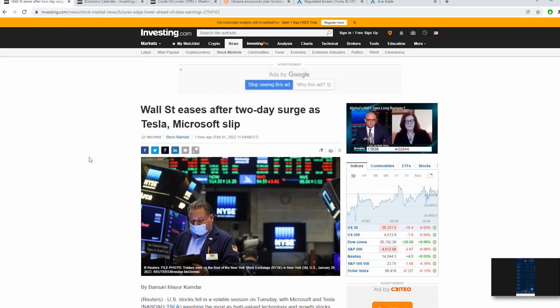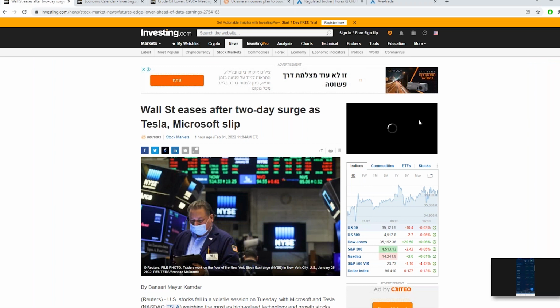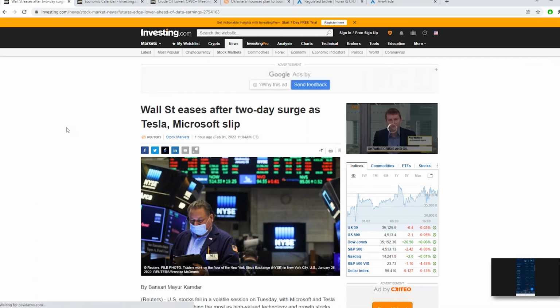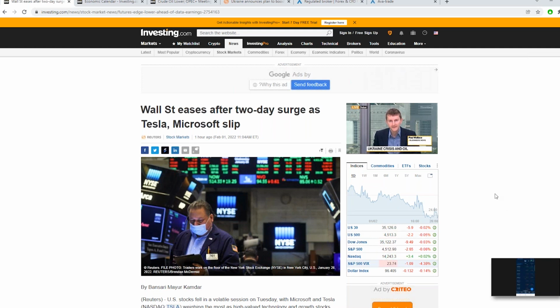Real quick, we can look at some headlines that have come in today. It's always nice to see what's going on. And so we can see Wall Street eases after 2-day surge as Tesla and Microsoft slip. So today's just been kind of a mixed day, sideways movement on a lot of the charts. We can see that here, slightly red right now, bouncing between slightly red and slightly green on the major US indices here. And we've got the volatility index. It's been down a bit all day, 3-4%, something like that. It's been down, showing that fear is kind of flattened out. It's not racing up, it's not racing down.